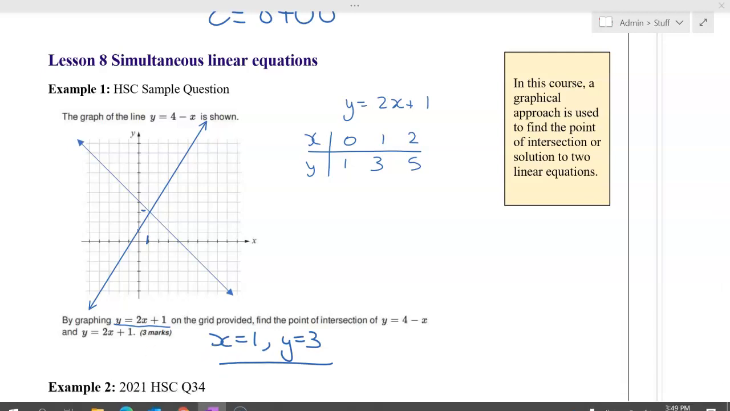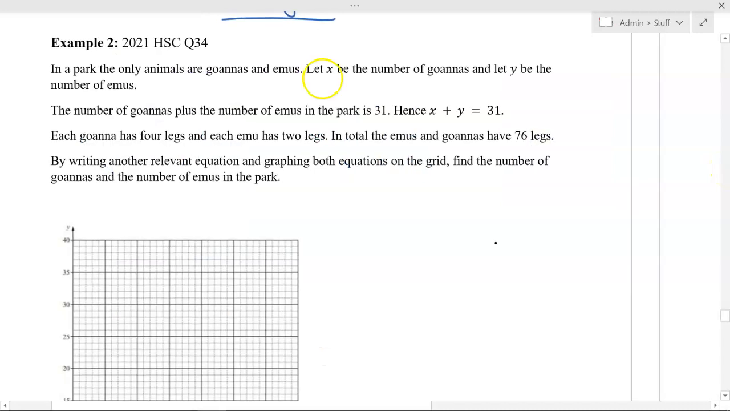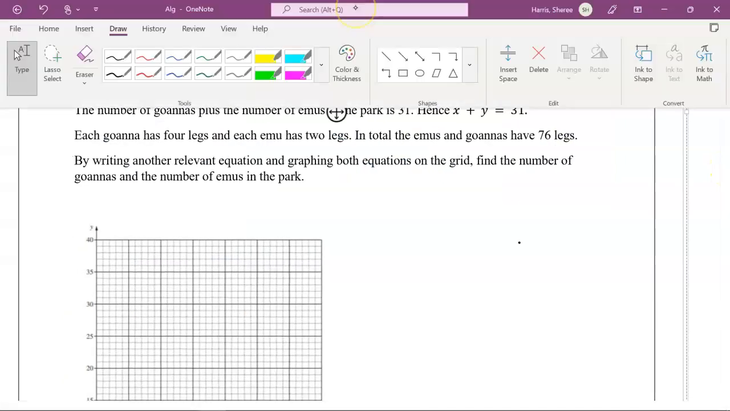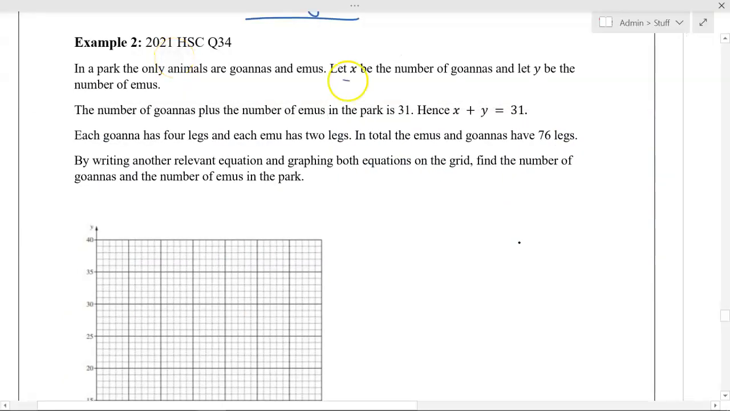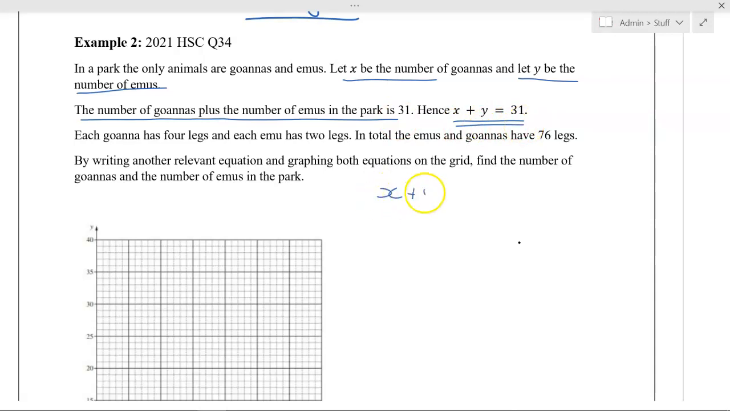Now let's look at a question from last year's HSC. You probably heard the students talk about the emu-goanna problem, or whinge about. So we're going to let x be the number of goannas and y the number of emus. And it tells us that the number of goannas plus the number of emus is 31. So we have an equation x plus y equals 31.